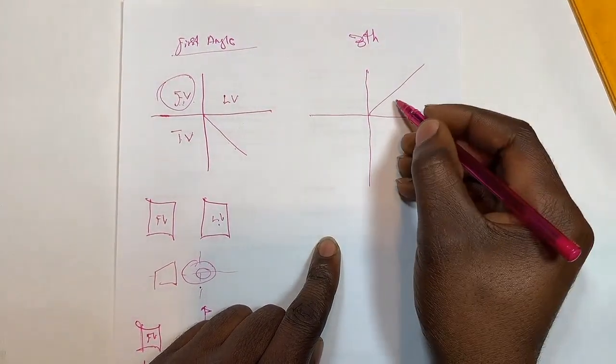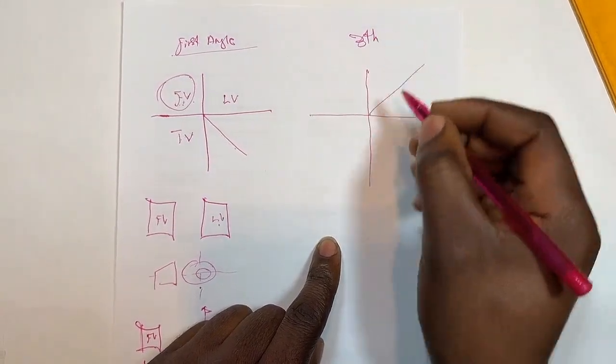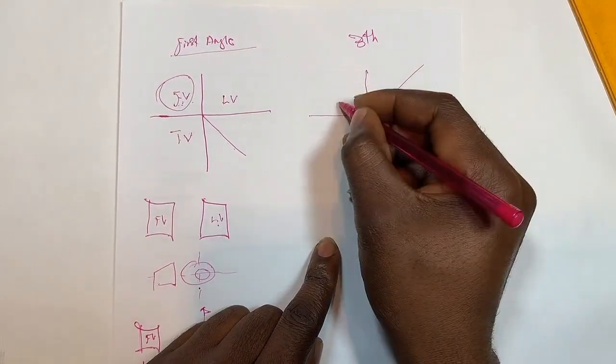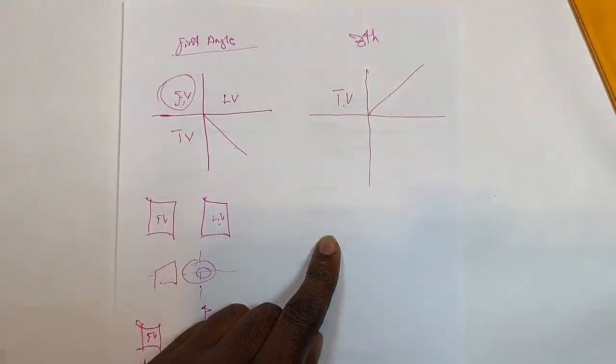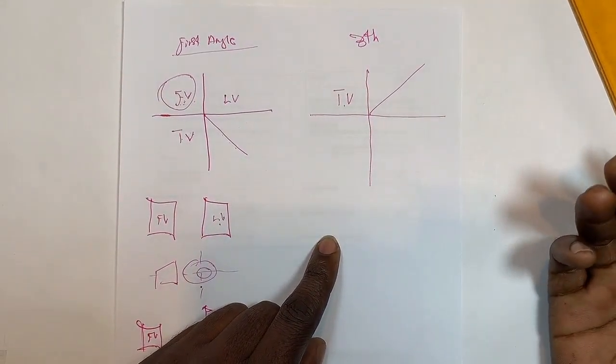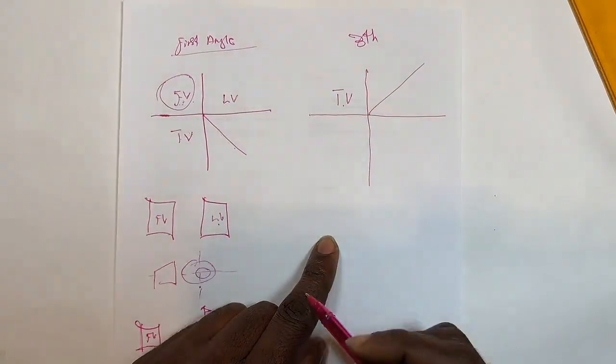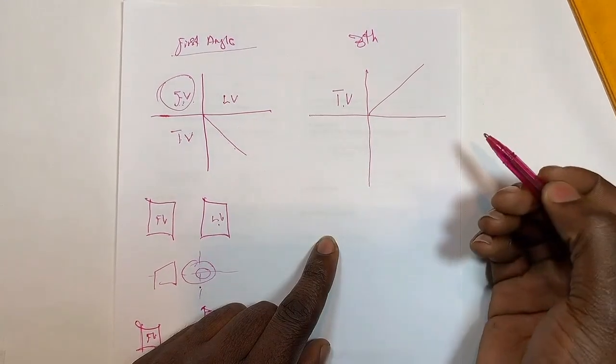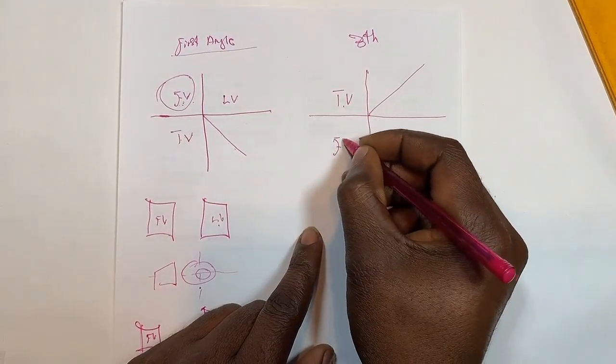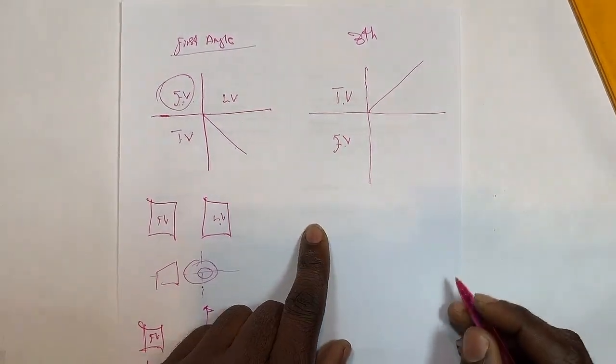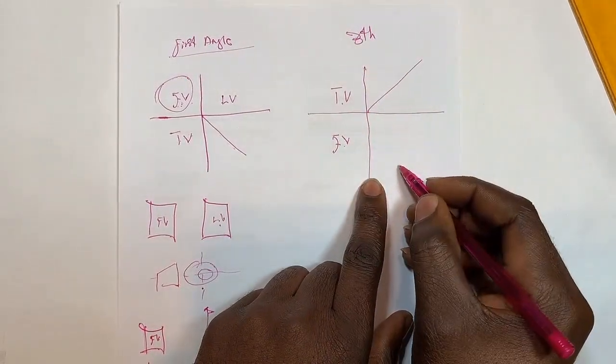So in the second quadrant, what do we have? We've got the TV, which is top view. You understand? So according to third, in our third quadrant, what do we have? We've got a front view. According to third, in our fourth quadrant, we've got a right view. You understand?